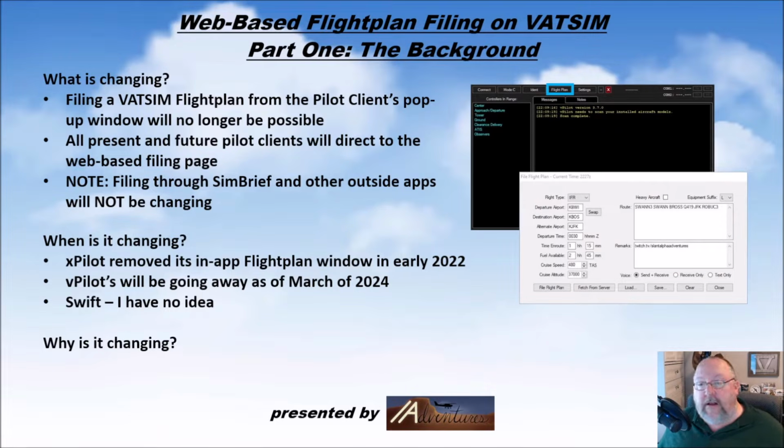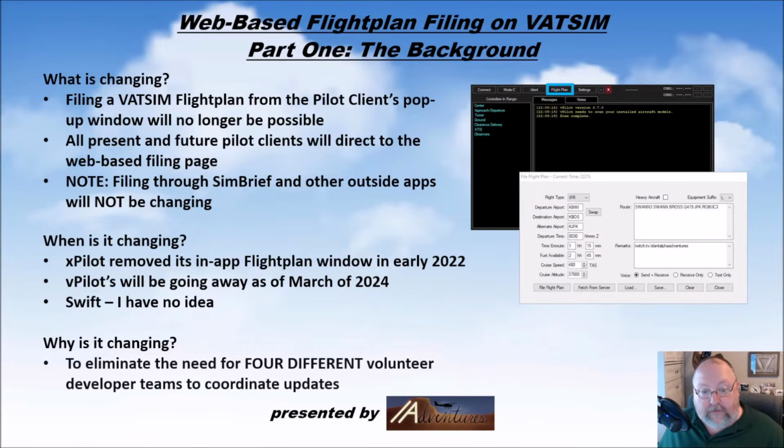Now, why is this change happening? I'll be honest, I'm kind of disappointed about this, but I do understand the reasoning why, and I'll explain it in these terms. VATSIM's server infrastructure is maintained by a volunteer group of developers. The pilot clients, these three pilot clients, XPilot, vPilot, Swift, are also maintained by different groups of volunteer developers. So whenever VATSIM wants to make a change to the flight sim protocol on the network, there's 4 different groups of volunteer developers that have to be involved.